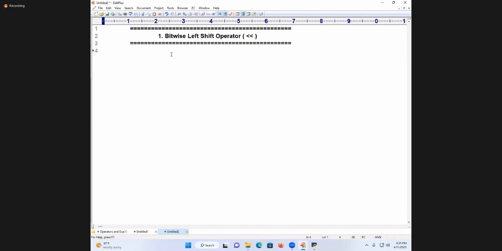So coming to the point, the bitwise left shift operator, I'm going to deal with this. Syntax first, and then I'll go for the explanation, examples and everything I'm going to discuss. So let me go for the syntax first.